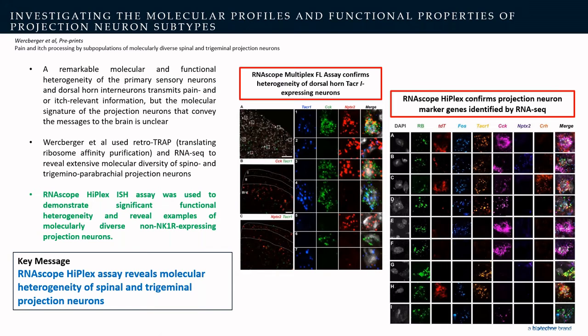So now, the molecular information of projecting neurons, these neurons carry pain and itch related information, but how they did that was unclear. So scientists from UCSF performed RNA sequencing and they revealed this transcriptional diversity of these spinal and trigeminal parabrachial projecting neurons. So they performed the HiPlex assay that I just talked about, along with FOS labeling to reveal the functional heterogeneity of these neurons. And in this paper they also compared the mRNA expression to protein.